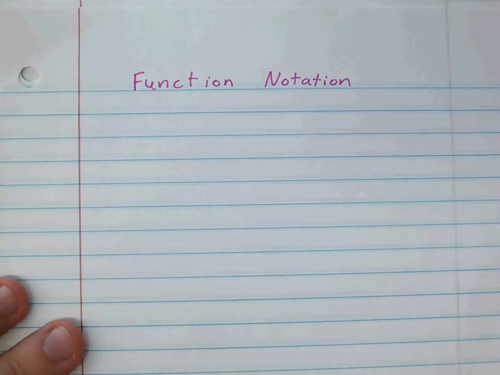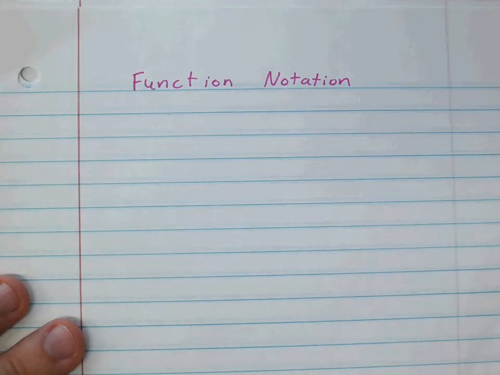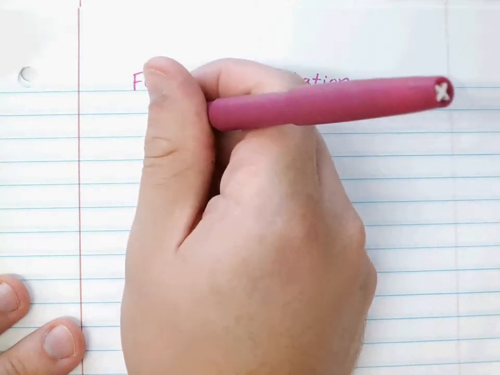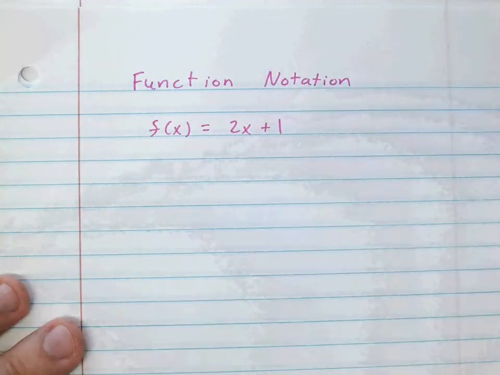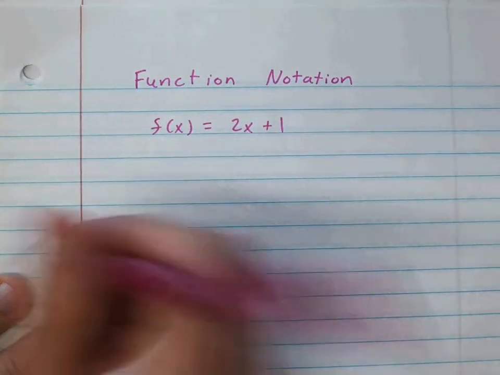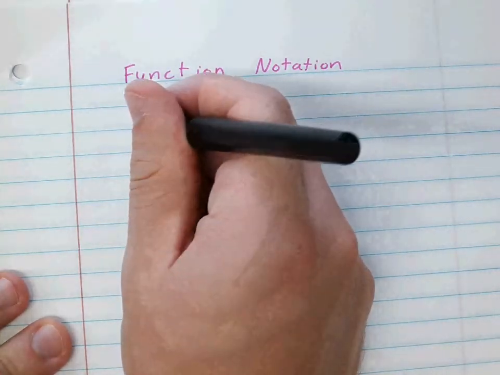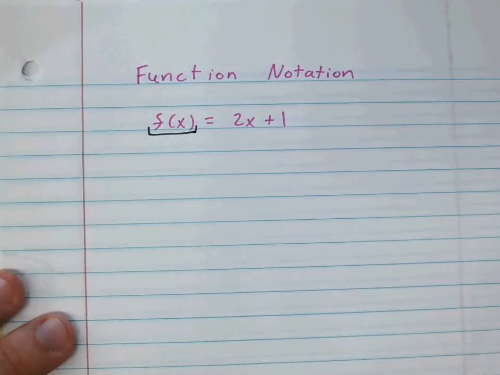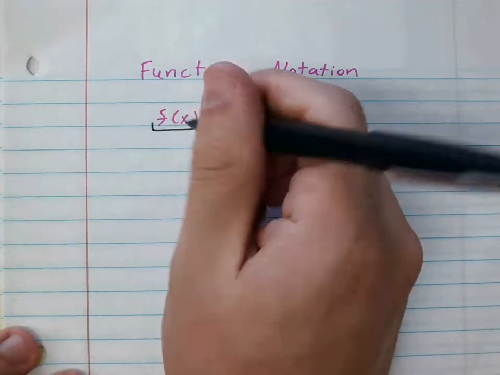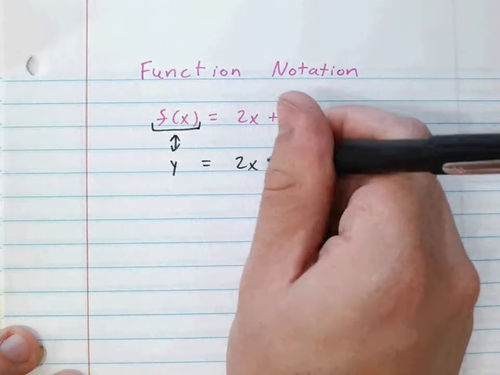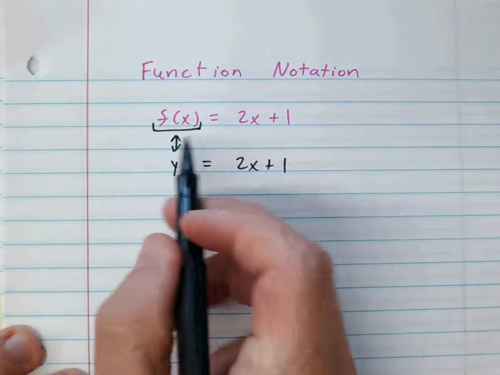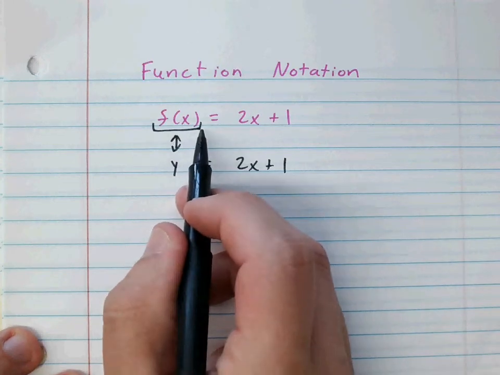In this video, I'm going to be discussing function notation and how to evaluate a function. So let's first start by talking about function notation. Function notation simply is when I write something like this: f of x equals 2x plus 1. This little piece, f parentheses x, is function notation. Ultimately, this little f with parentheses replaces a y. So instead of writing y equals 2x plus 1, we write f parentheses x.